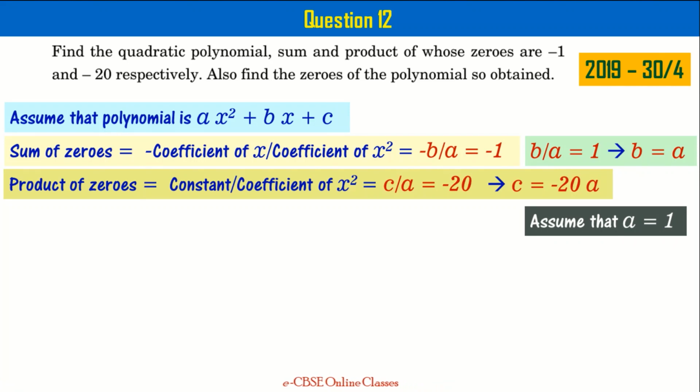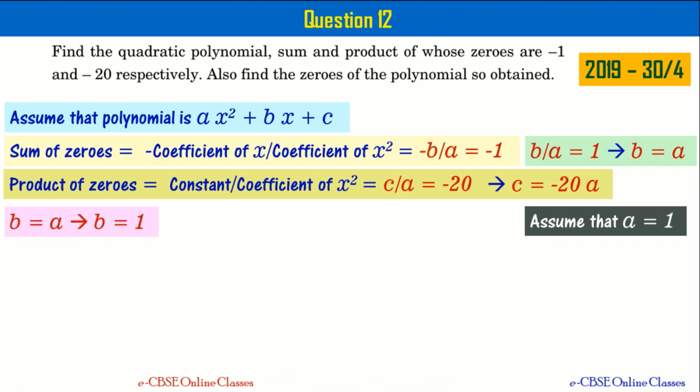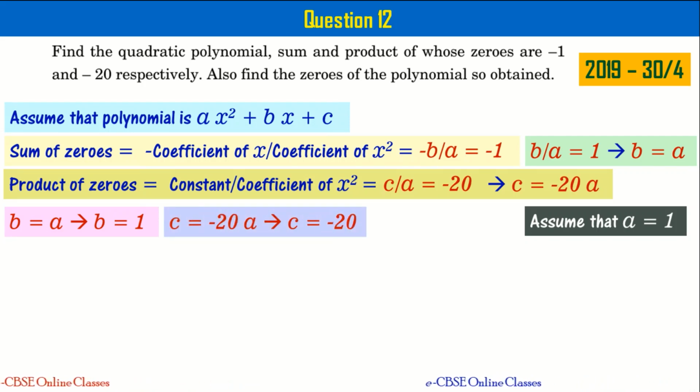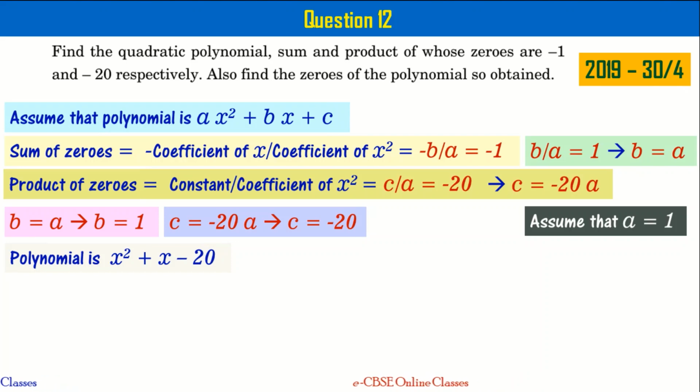If I assume that a equal to 1, then what happens is b is going to be 1, c is going to be minus 20, right? Now we have values for a, that is 1, b, that is 1, and c, that is minus 20, right? Let's substitute all these values into ax square plus bx plus c, such that you get the polynomial, that is x square plus x minus 20. This is the polynomial we are looking for.